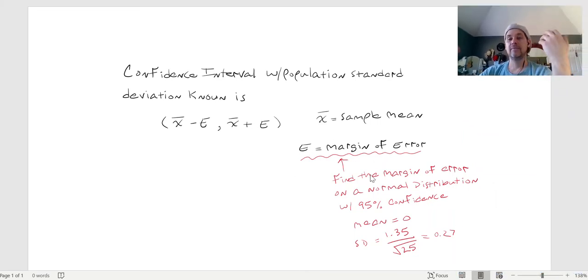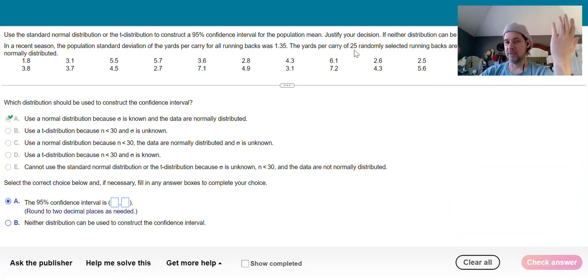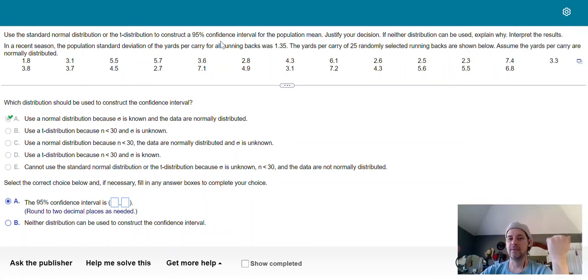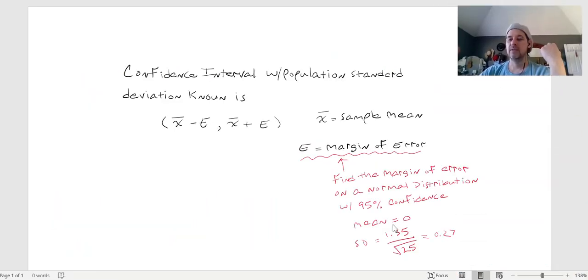And e is the margin of error. The way we find the margin of error in this situation, where the population standard deviation is known, is we look on a normal distribution with the mean of 0 and a standard deviation of 1.35, which is the population standard deviation, over the square root of the sample size. And the sample size was 25, according to the problem. And the population standard deviation was 1.35. So that's what this number is. Now that works out to be 0.27.